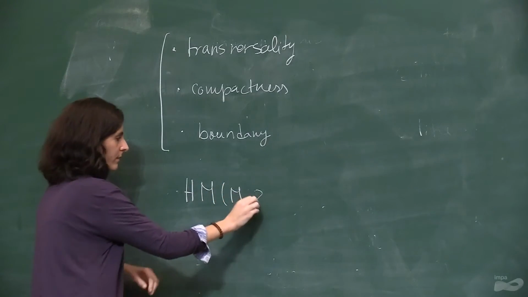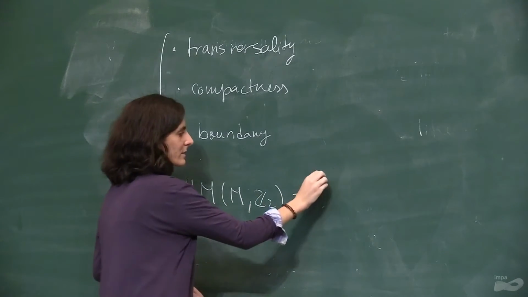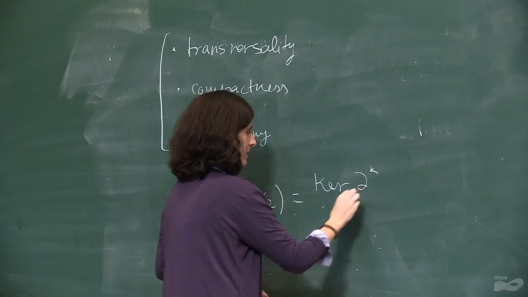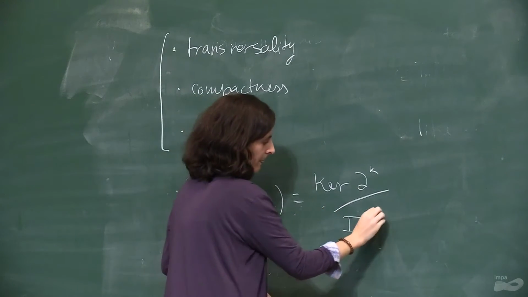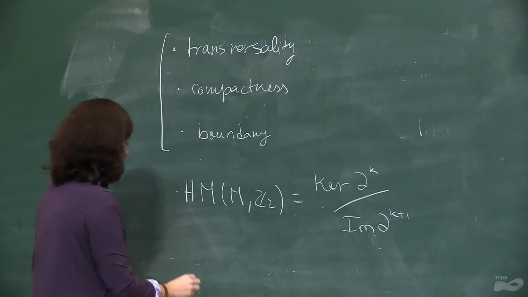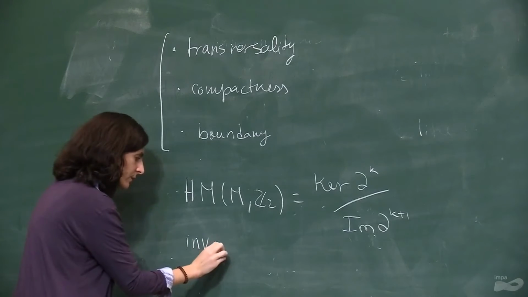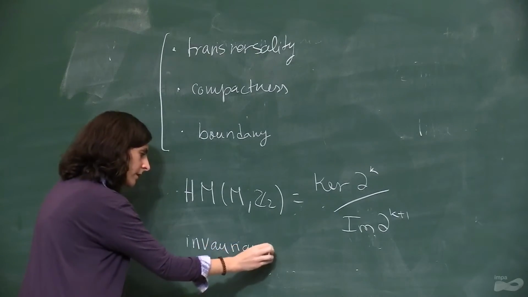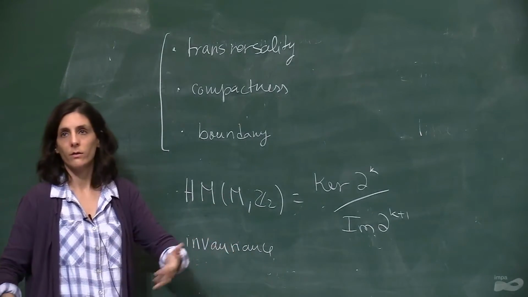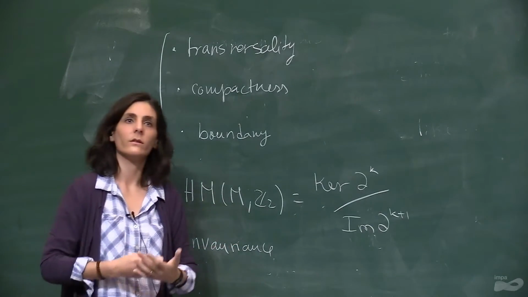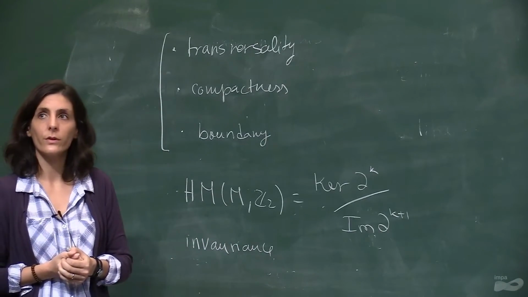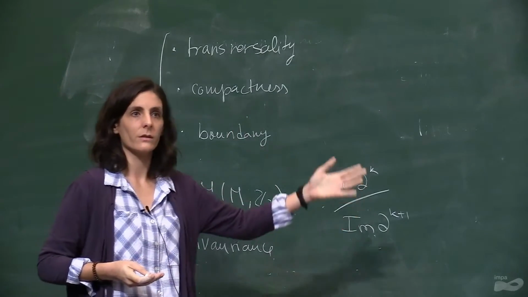Let me finish defining the Morse homology. This is M of Z2. This is given by the kernel of delta K over the image of delta K plus 1. Of course, there's one more thing here to check, which is that this does not depend on the Morse function we took, and it does not depend on the pseudo gradient field we took to make this construction.